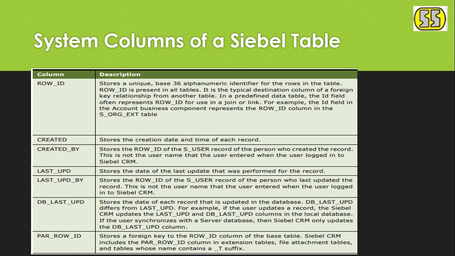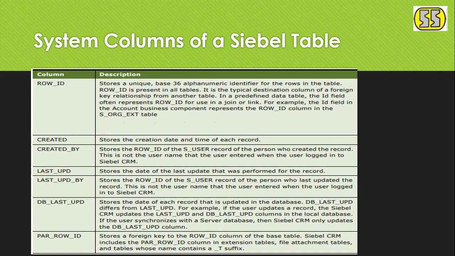Now let's understand what the system columns are. There is ROW_ID. ROW_ID is a unique number generated by Siebel. Throughout the application there will be no second value you can find in this ROW_ID. That's why we call it ROW_ID. Now, created means when this record was created, and created by means who created this record.